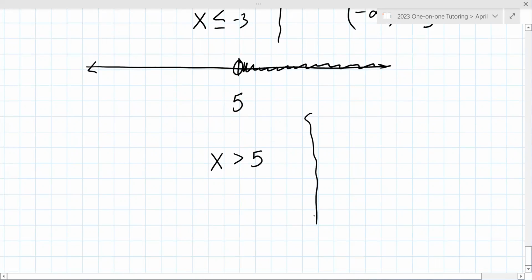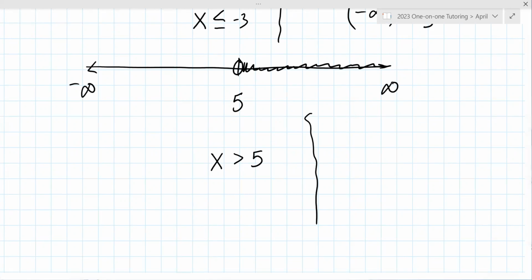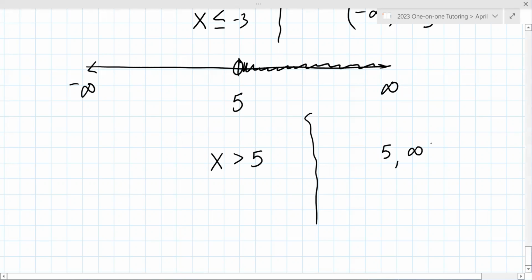Okay, see if you can do this next one. Interval notation for this next one. Would it be 5, infinity? And a bracket for the 5, not parentheses, sorry. Good. Really good.